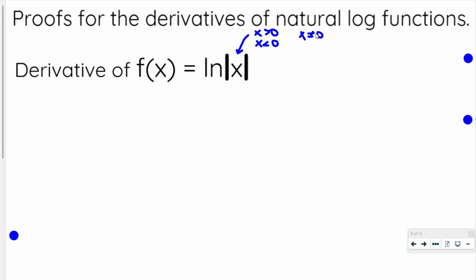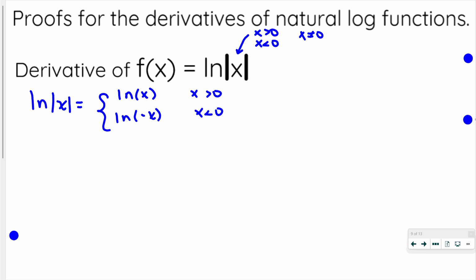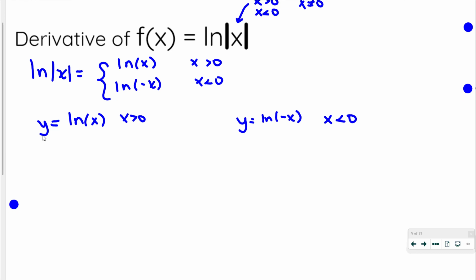So let's look at the piecewise function. Natural log absolute value of x could be the natural log of x when x is greater than 0, or it could be the natural log of negative x, and that would happen when x is less than 0. So let's look at each case. In my first case, I'm going to have y equals natural log of x, and that happens when x is greater than 0. My second case is natural log of negative x, and that happens when x is less than 0.